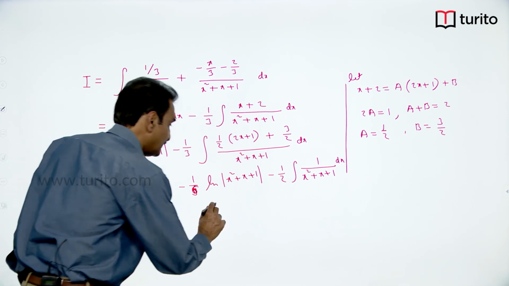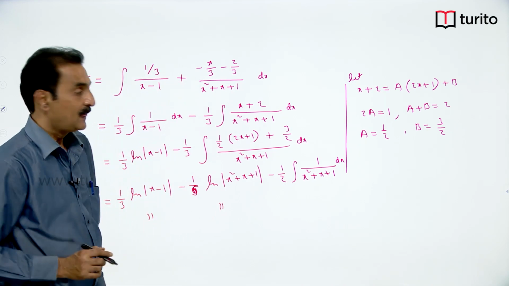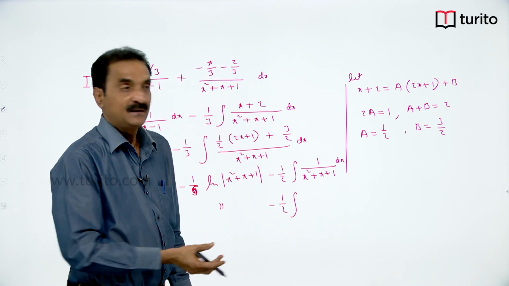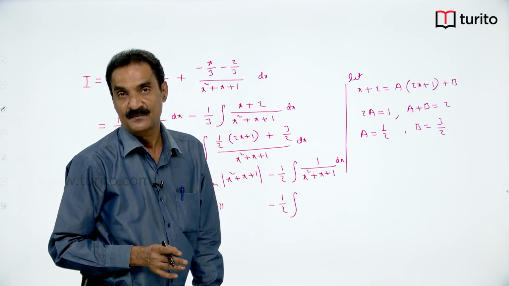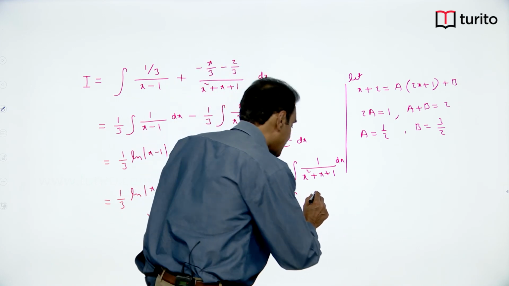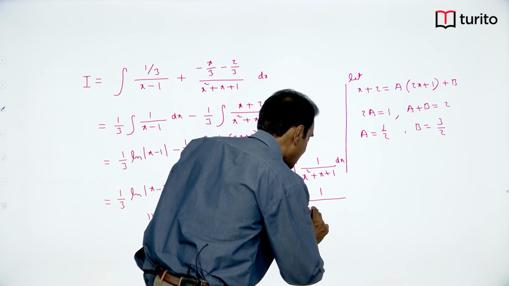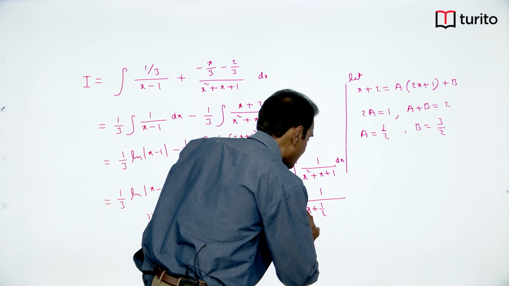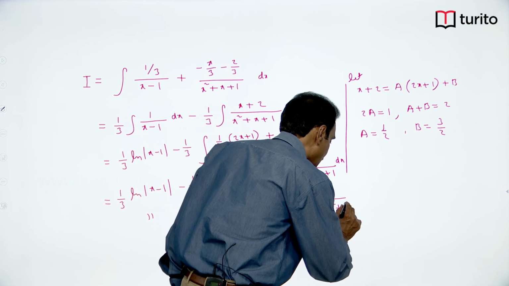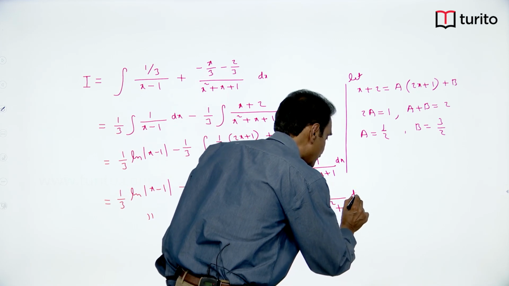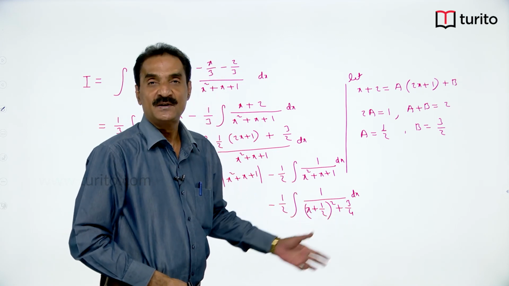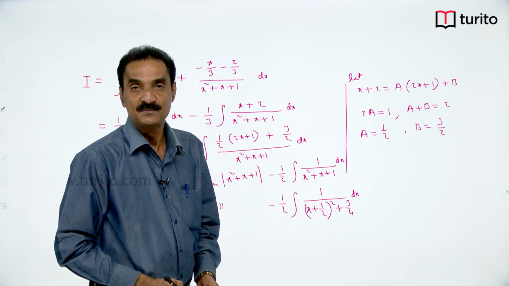These two will remain same, minus 1 by 2 into, how to integrate this? Denominator cannot be factorized. So, we have to write this as a perfect square. We can write it as 1 by x plus 1 by 2 whole square plus 3 by 4. It is in the form of 1 by x square plus a square. What is the integral? 1 by a tan inverse x by a.